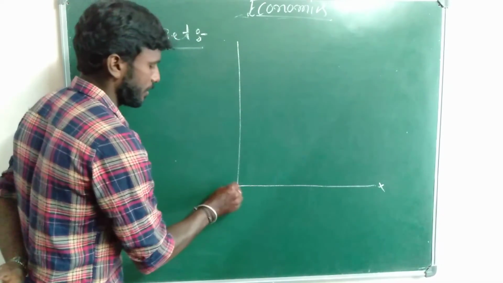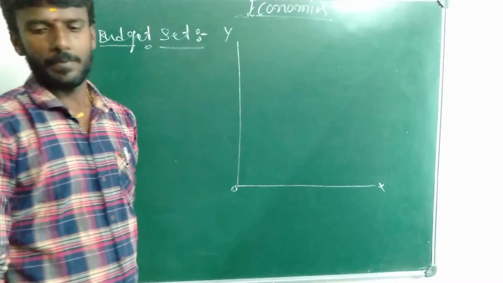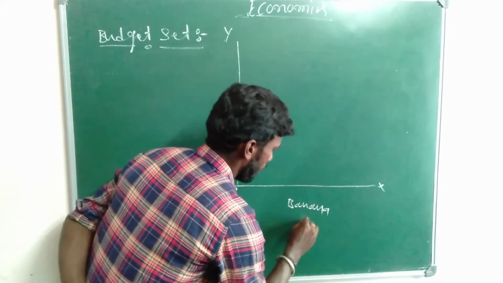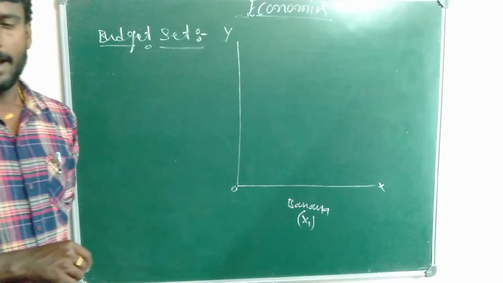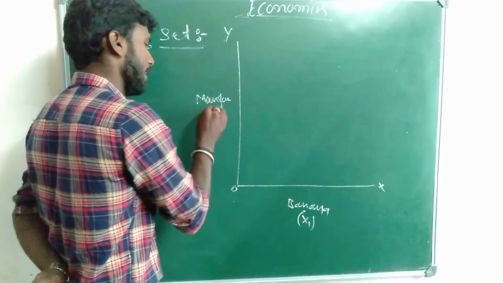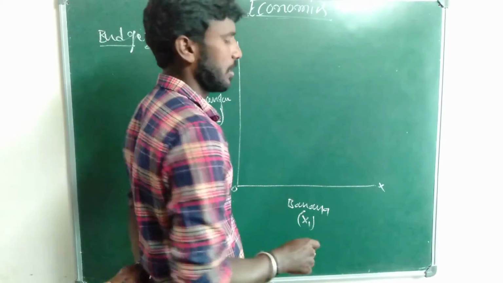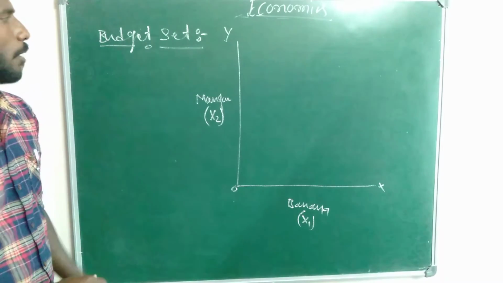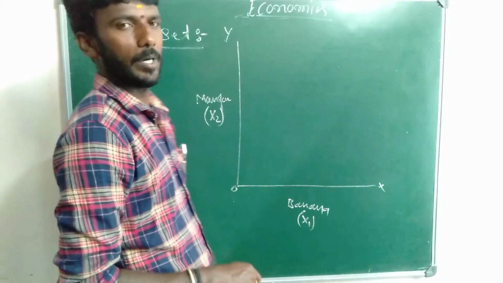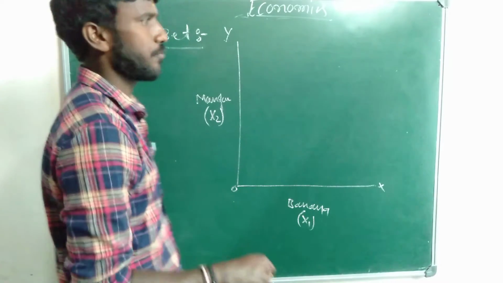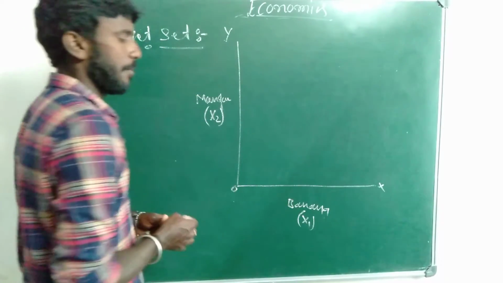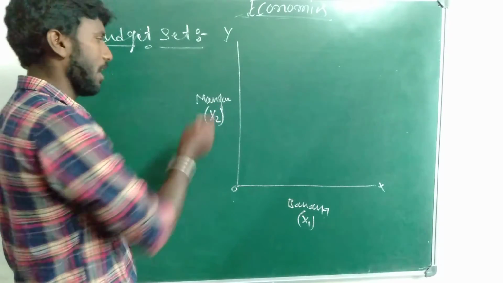So this is the x-axis and this is the y-axis. On the x-axis we represent banana or x1 good, and the y-axis represents mango. It means x2 commodity. See students, I already informed you the concept of the budget set. Now we are going to understand with the help of a graph or a diagram. The x-axis represents x1, I mean banana. The y-axis represents x2, I mean the mango.